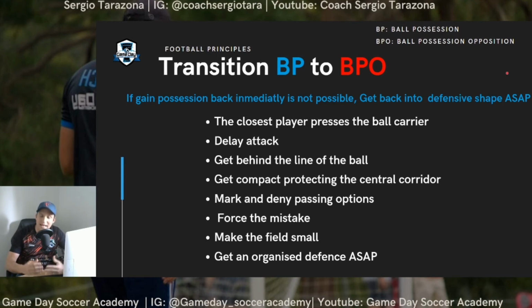That means, can we get into the defensive shape as quick as possible? Get compact, protecting the central corridor. We talk about that, so we're not gonna get dragged out. We want to protect the middle channel. Then mark and deny passing options. Straight away, as soon as we lose the ball, we need to check where our players are and how can we mark the free players and block passing options. Force the mistake, maybe get into an overload situation where we have more players than them. Make the field small, which means deny spaces for the opposition, and get in an organized defense ASAP.